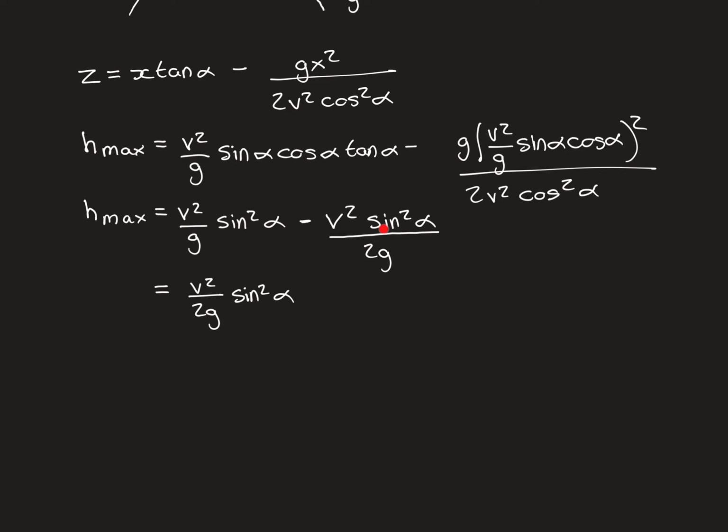So we've now got this thing minus this thing, and this thing, note, is just a half times this thing. So you've got this times the half of it, so you just end up with a half of this. So v squared over 2g times sine squared alpha, that is the maximum height that this ball is going to reach in this projectile motion.